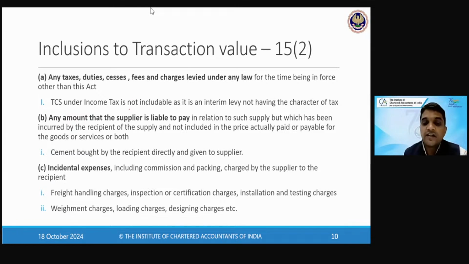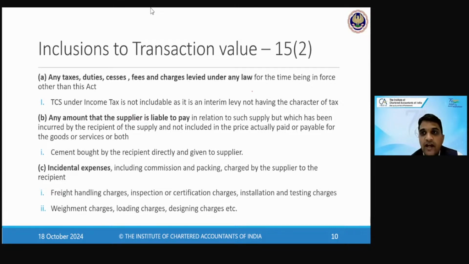So TCS under income tax is not to be added, because, as we have said, TDS and TCS are not deductions. They are not treated as tax. They are treated as an interim levy, wherein they are collecting and depositing it, but it is not in the nature of tax. Okay.